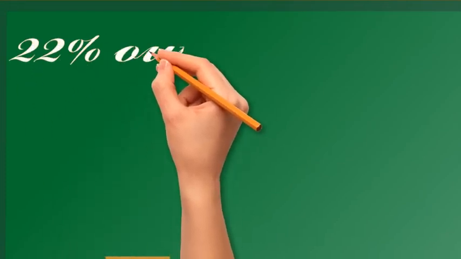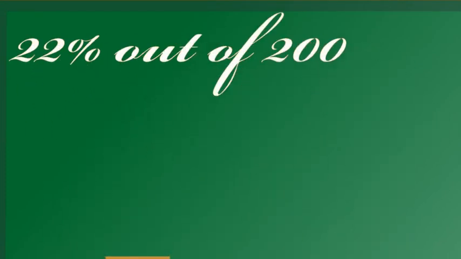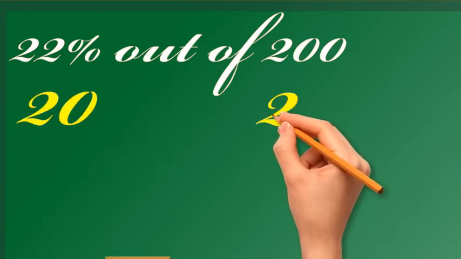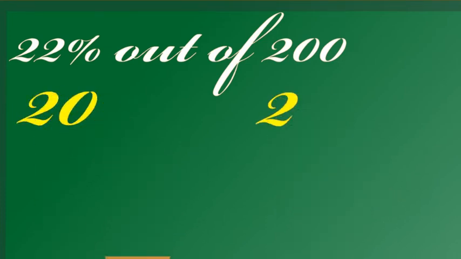Let's try with a few examples. Let's say the question is, what is 22% out of 200? You just have to break it up to make it easier for us to calculate in our head. So for 22, we can break it to 20 and 2. We calculate the 20% first, then we can add the 2%.